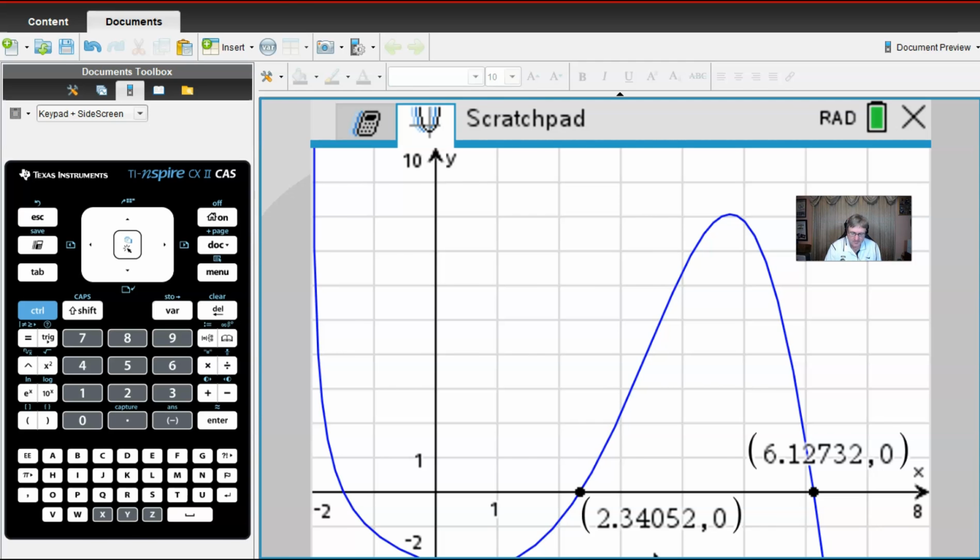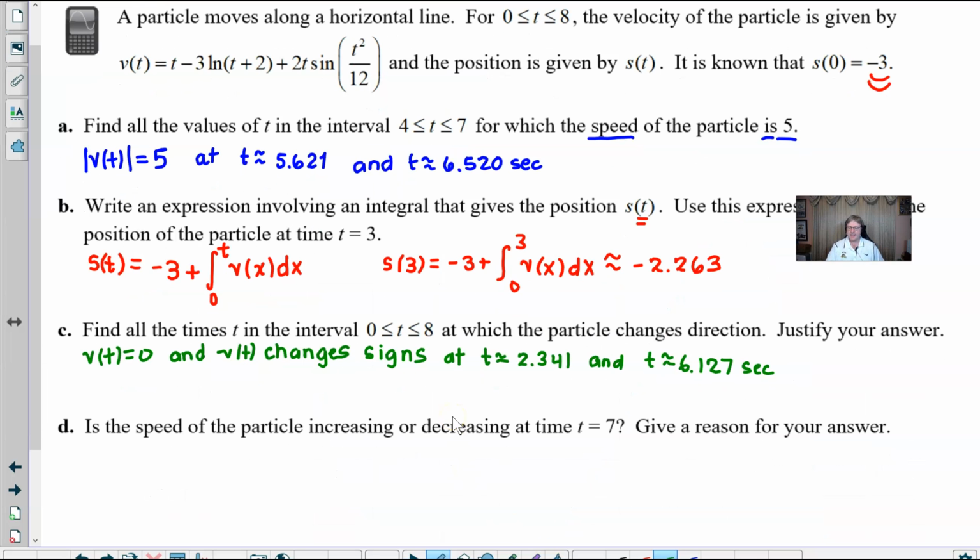All right, we're almost there. We got one part to look at. Is the speed of the particle increasing or decreasing at time 7? Give a reason for your answer.